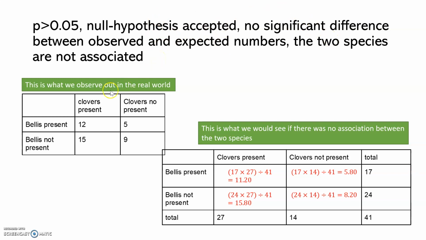And if we then again take a look at the numbers that I showed you before, we can see that it makes sense, right? Because these are the observed values 12, 5, 15, 9, and they're not that different from 11.2, 5.8, 15.8 and 8.2, right? So the observed numbers are pretty close to the expected numbers. So it makes sense that there is no significant difference between observed and expected numbers.